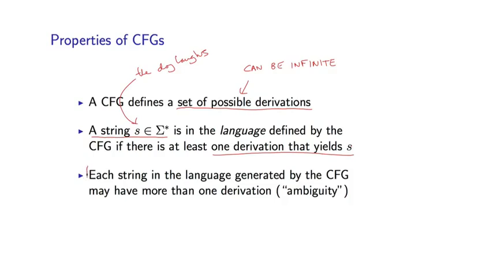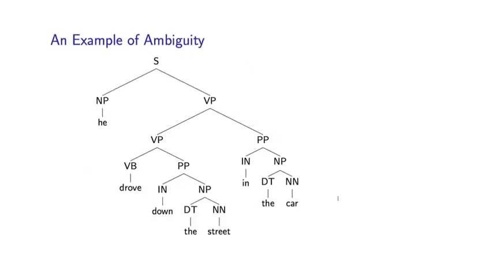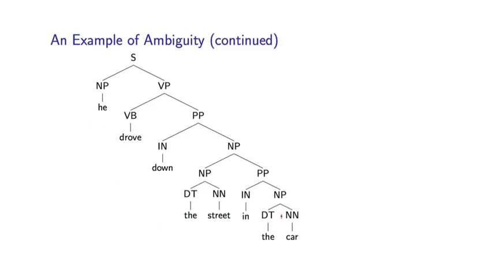Critically, a very interesting property is that some strings in the language may actually have more than one possible derivation. And this leads directly to the problem of ambiguity. Let me give you an example of this. So here's a very simple sentence. He drove down the street in the car. And here I have one possible parse tree for this particular sentence. But under most grammars for English, there will also be a second possible parse tree, which I've shown you here.